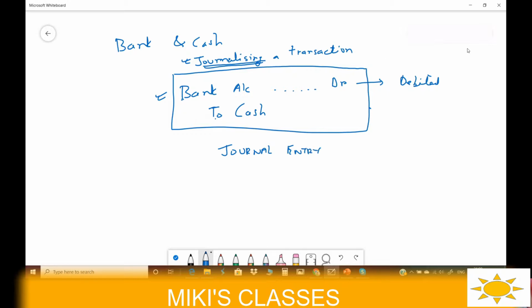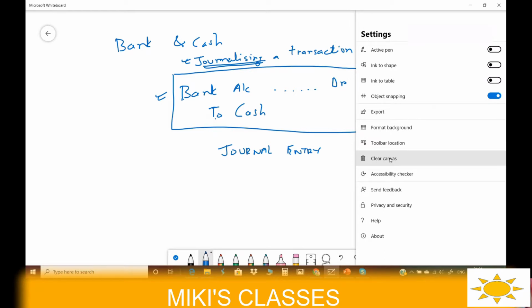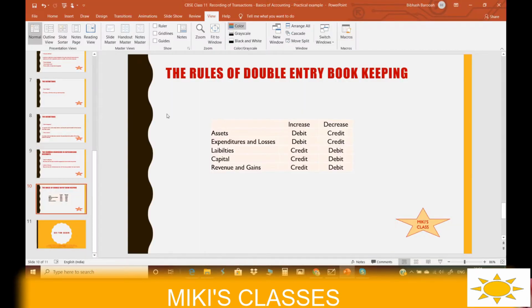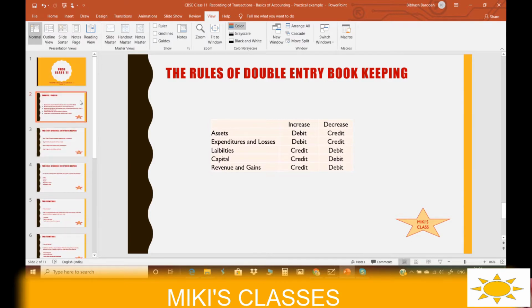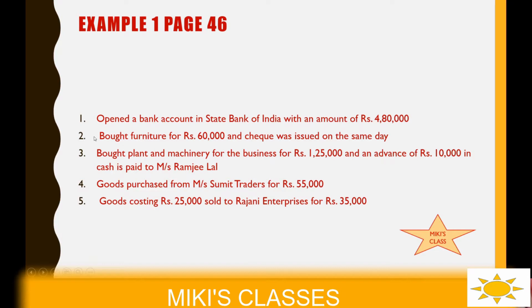I hope that makes it clear. So we have covered the first transaction as of now, and I've taken a lot of time, I know, so that you understand the basic concepts. We'll go a little faster with the rest of the entries. But now to the example. The second statement now. The first statement is already covered. Bought furniture for rupees 60,000 and a check was issued on the same day.